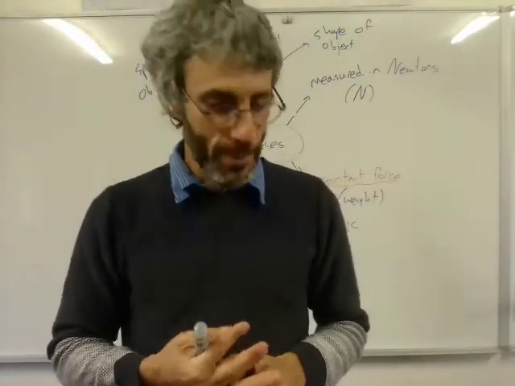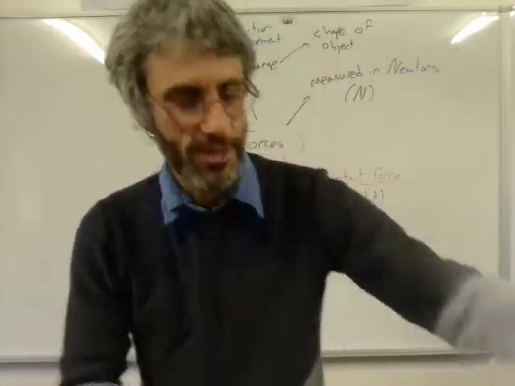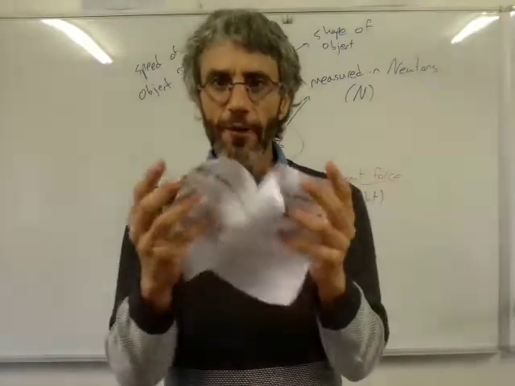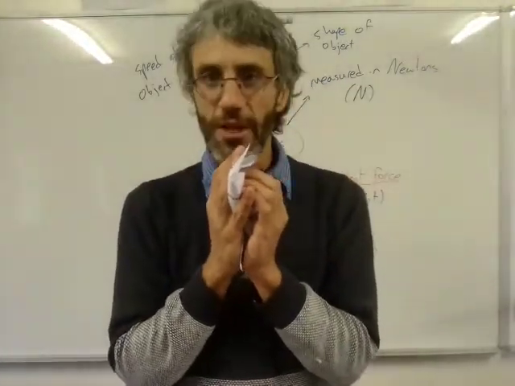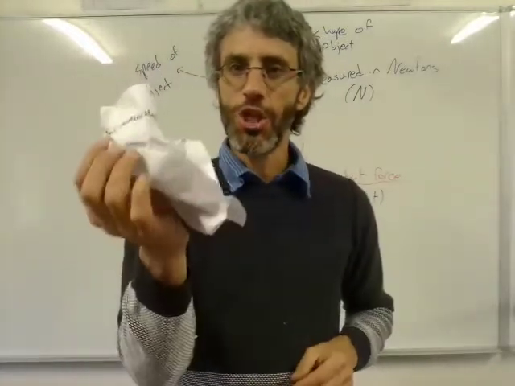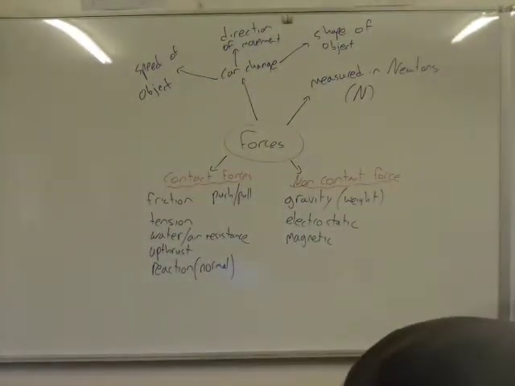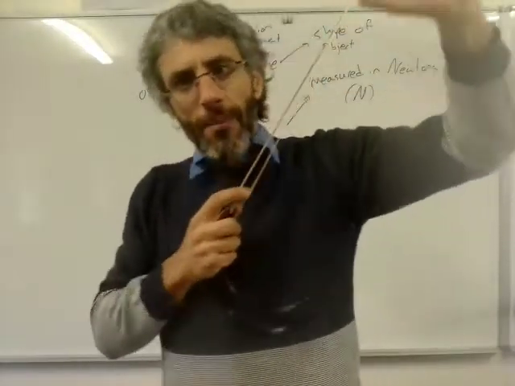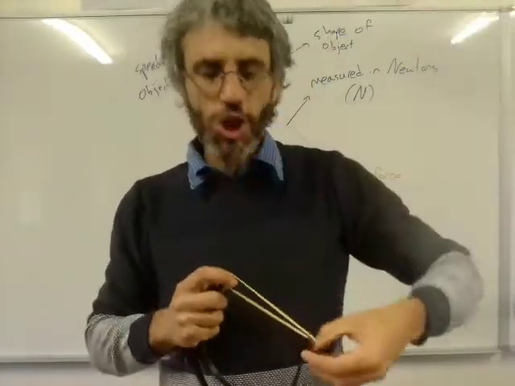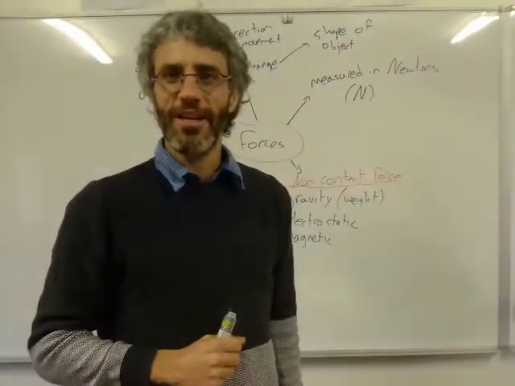The third thing that can happen, we can change the shape of an object. So, for example, if I take this bit of paper, I can apply force on it. Now, it didn't move anywhere. There is no change in speed. There is no change in direction, but there is a change in shape. The same thing with a spring, or elastic. You can see that there's an elastic here. By applying a force, I'm changing the shape. So that's the third thing that a force can do.